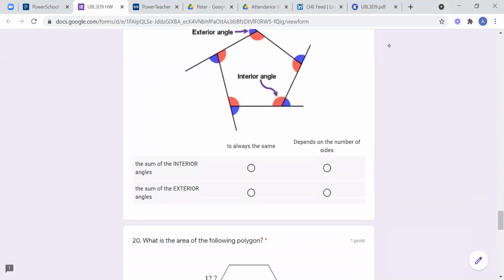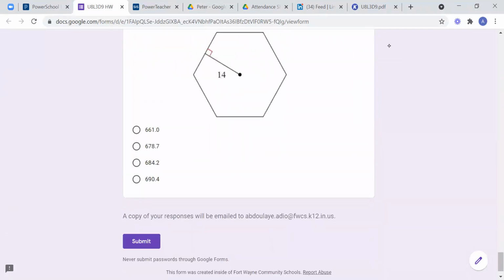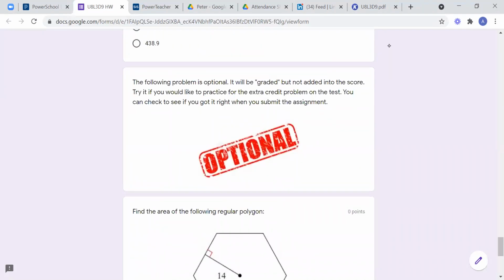This is part of what we did yesterday. This one too is part of the test. Just do 11 times 12.7 times the number of sides divided by 2. The last one is optional. Make sure you do something, and if you don't, just leave it like that.